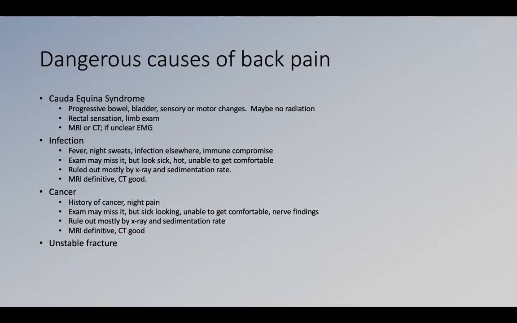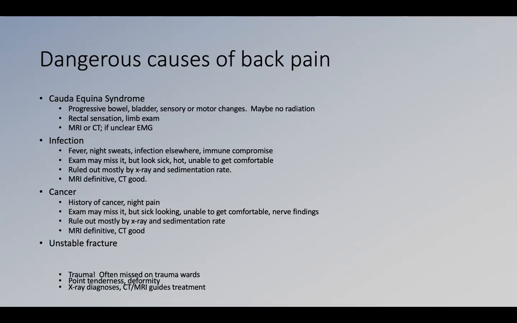Cancer, if they had a history of cancer. Some research, and the classic story is they have night pain. They wake up from their sleep in pain. That's not quite true or as strong a thing as you think it is, but it can happen. Again, the exam can miss it. You just have to be curious. But they're sick looking. They can't get comfortable. Sometimes you find neurologic findings, right? Again, that X-ray and sedimentation rate acutely are really great. Those are good tests. So your first line test is X-ray and sedimentation rate. MRIs find them. CAT scans are pretty good too.